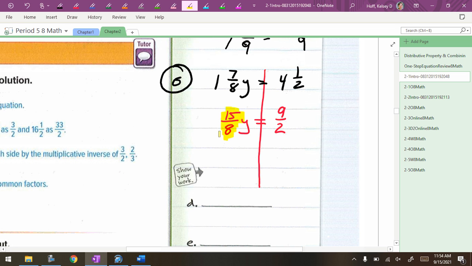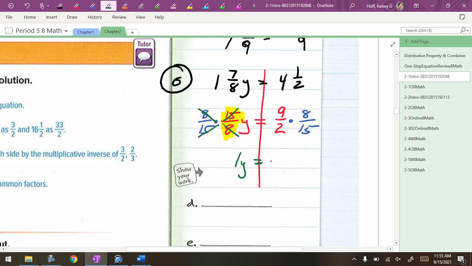Chris, tell me your reciprocal of 15/8. 8 over 15. Whatever you do to one side, you have to do to the other. 8 over 15. Miss Huff always takes the easy one with the variable because I get cross happy. My 8's cancel. My 15's cancel. I'm left with 1y.